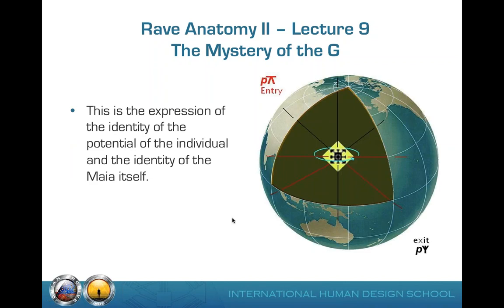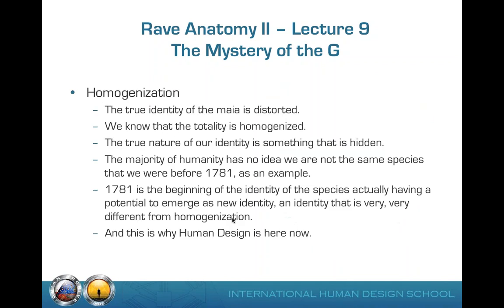Now, yesterday I was digging around in some old files about the monopole, and I found this image that I just love. It's an image that Ra created, and here is the monopole sitting at the center of Earth with all the 8 gates coming out of it, and I just thought, I want to show everybody this image. It's such a cool image. So, the monopole is the expression of the identity of the potential of the individual and the identity of the Maya itself, right? So it's the magic that brings all of this together, the magnetic monopole.